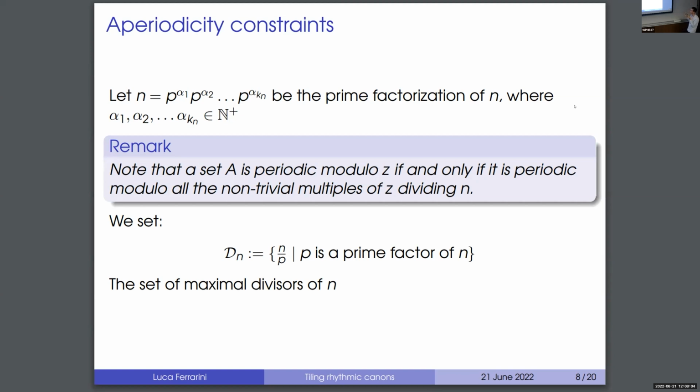So it is enough to show that the set A is periodic modulo all maximal divisors of n, where a maximal divisor is the largest number that is written in the following form. It is the quotient of n, where n can be decomposed as a product of prime numbers. We denote it as D_n, the quotient n over P, where P is a prime factor of n.